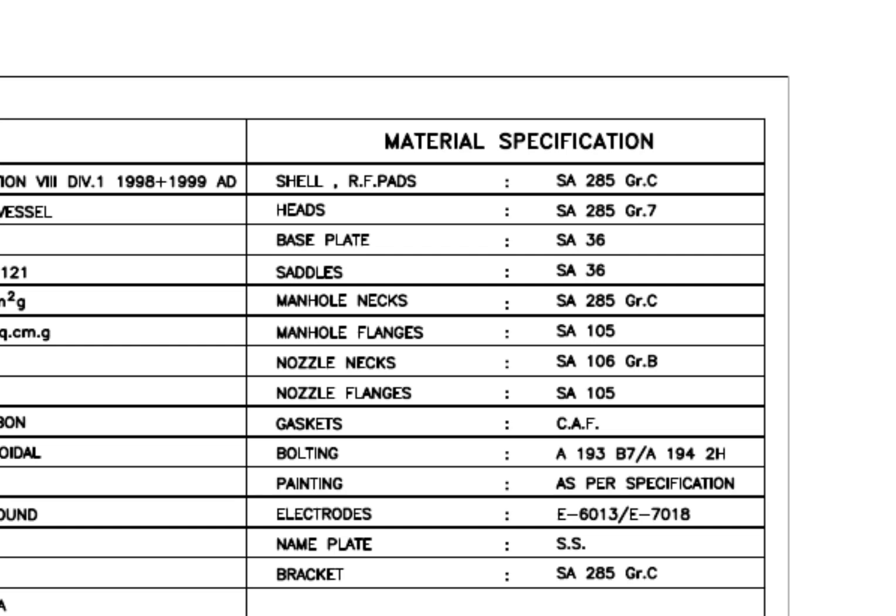Manhole flange grade is SA105. This is a forged flange. The manhole neck is made from rolled plate. CAF gasket sheet is a non-asbestos material which is made up of fibers. See the bolt, nuts and electrode grades.